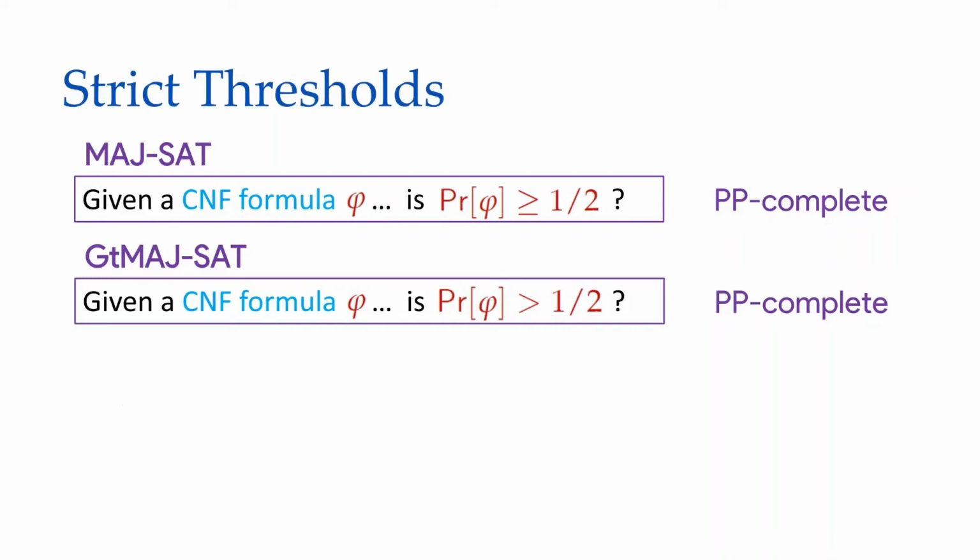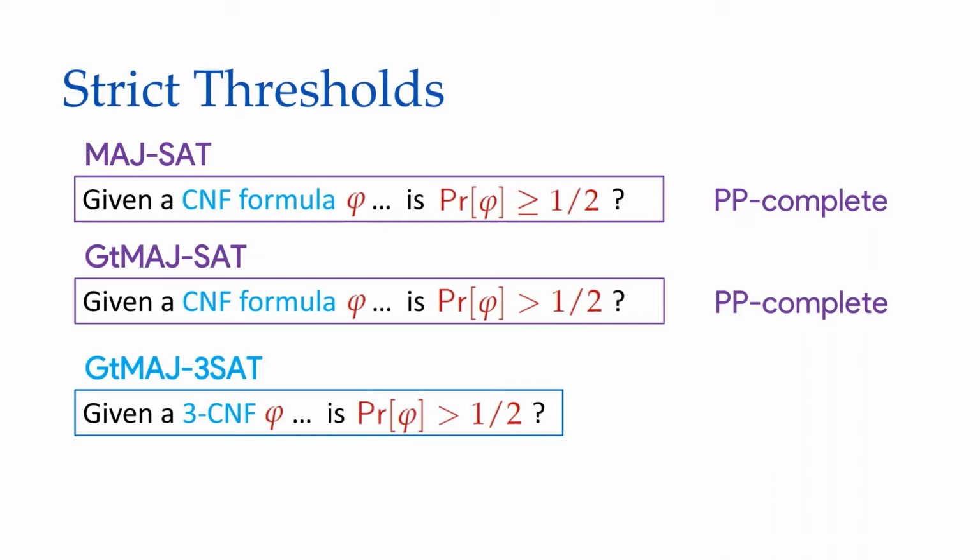And just like in the case of majority SAT, for each positive integer k, the complexity of greater-than-majority SAT restricted to kCNFs, this greater-than-majority kSAT problem, had been open for quite a while. In our work, we showed that majority kSAT can be solved in polynomial time for every positive integer k. But what about greater-than-majority kSAT? Well, for greater-than-majority 3-SAT, it is possible to solve this problem in polynomial time, just like how majority 3-SAT can be solved in polynomial time.